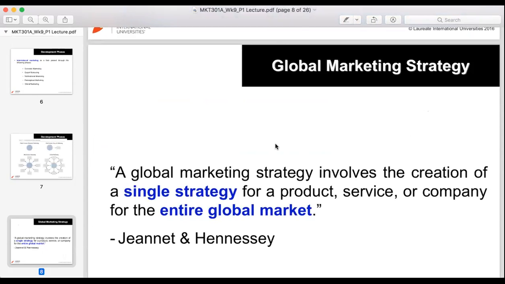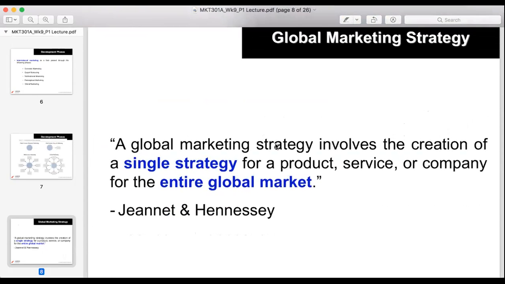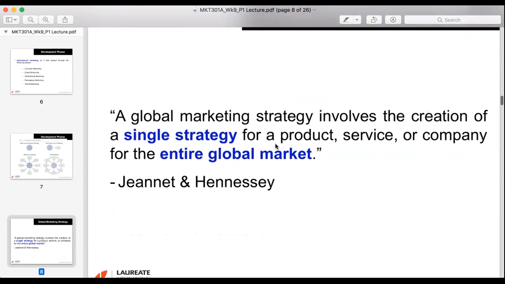All right, so that's briefly what we mean by global marketing strategy. That involves the creation of a single strategy for a product, service, or company for the entire global market. Now, in saying that, we can also challenge whether the strategy that we develop in one market is applicable to the other markets.